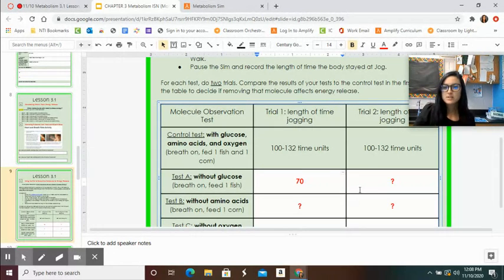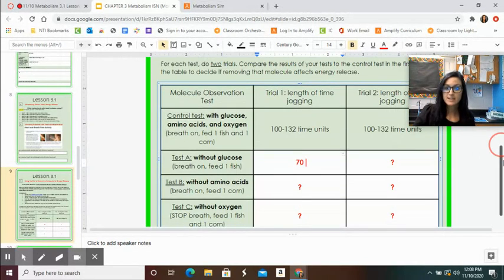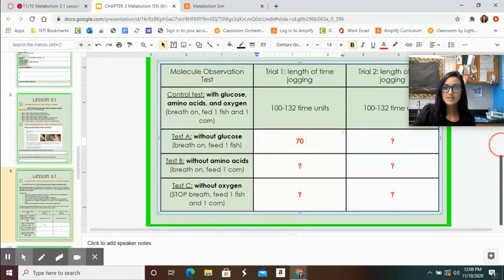And then it wants you to do 2 trials. For time's sake, I'm only going to do 1 trial. I know some of your simulations weren't working on your end, and that's okay. We know in science doing more than 1 trial is what we're supposed to do, but like I said, for time's sake, my video recording would be 5 million hours long if I did 2 trials for each. So I'm going to skip forward and I'm going to do test B.